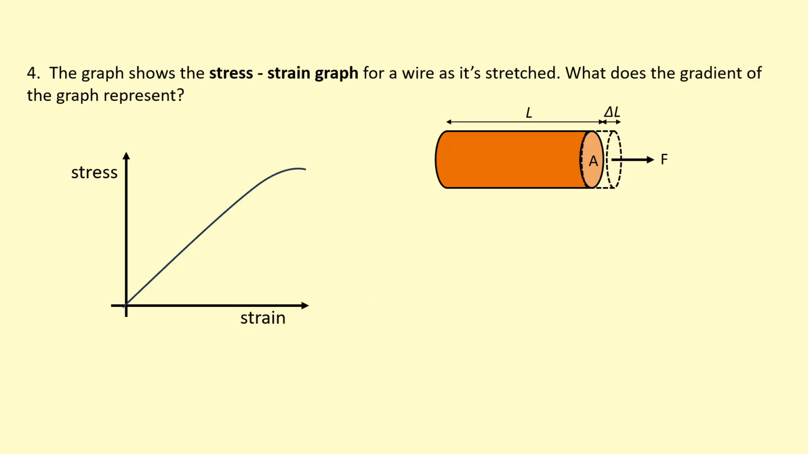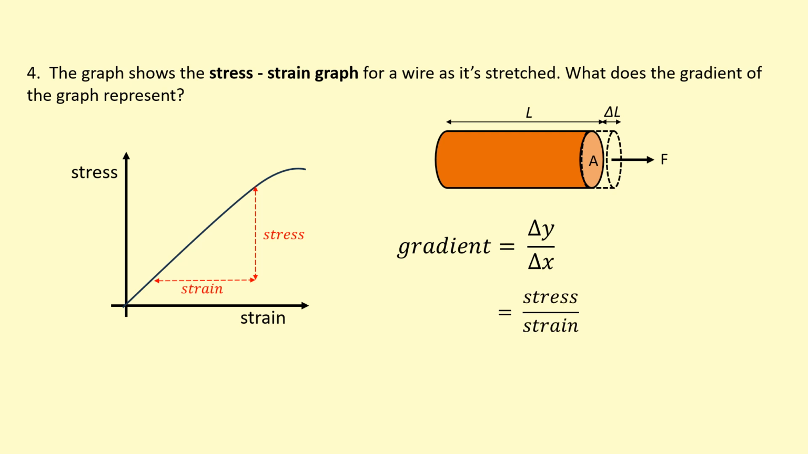And now we've got a stress strain graph for a wire that's stretched. What does the gradient represent? The gradient here is going to be change in stress over change in strain, and that's the definition of Young's modulus in the materials topic.